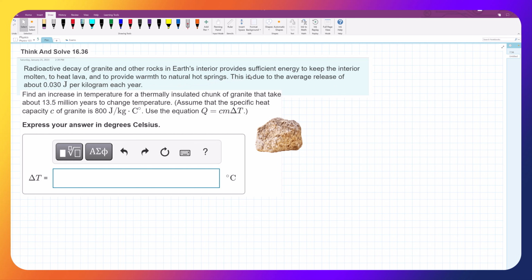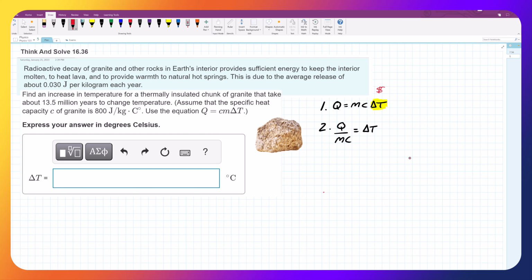So we need to look at a chunk of granite like the one you see right here. We need to ask ourselves, after 13.5 million years, what is the temperature change of this chunk of granite? In other words, what is delta T for this chunk of granite? The hint says to use the equation Q equals mc delta T, which I will, and now my next task is to isolate delta T. That's the $ variable. So if Q equals mc delta T, I'm going to divide through by mc.